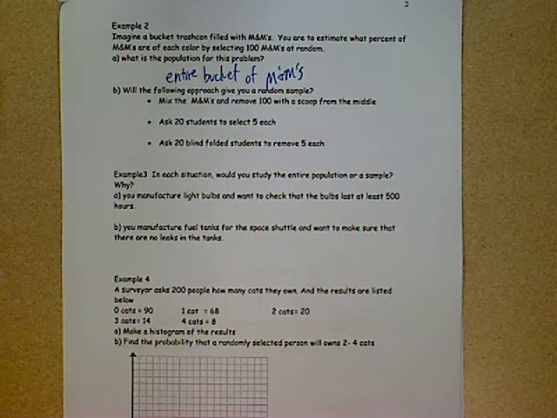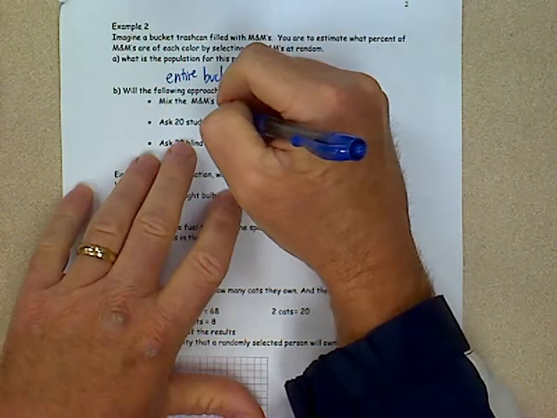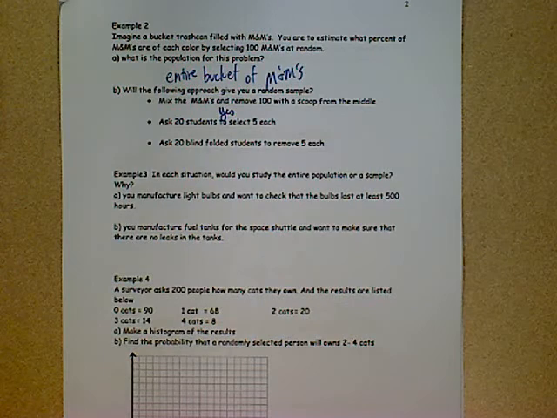Will the following approach give you a random sample? You mix the M&Ms and remove 100 with a scoop from the middle. I don't think there's really any way to allow my bias to come into that. I'm just getting a random scoop. So yes, I would agree that is a random sample.